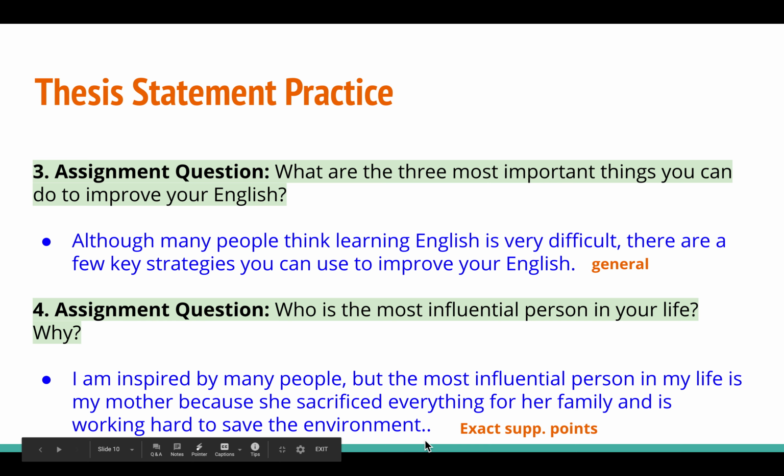So again, your thesis statements for this might be different. That's okay, but it was just a little bit of practice with looking at the question and then trying to answer that question in our thesis statements.